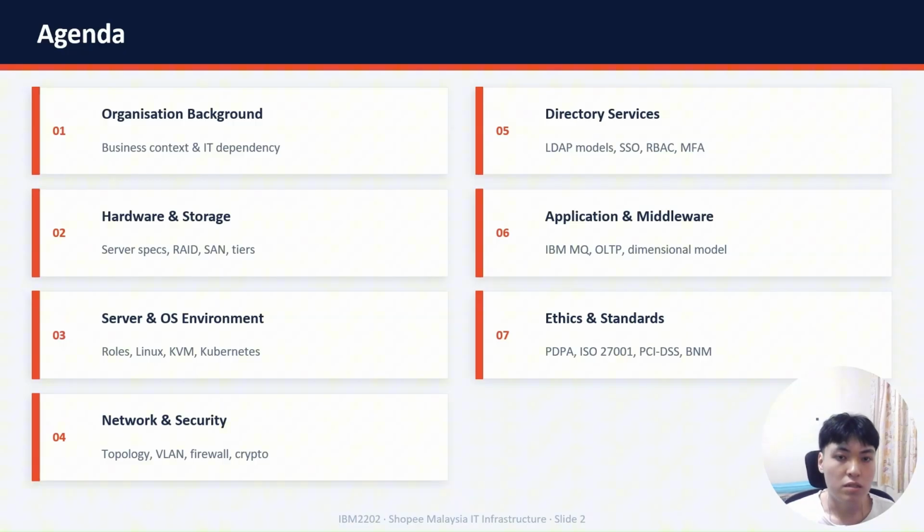Here's our agenda. We will cover 7 key domains, starting with Shopee's organization background, moving through hardware and storage, the server and OS environment, network and security, directory service, application and middleware, and finally, the ethical and professional standard framework.